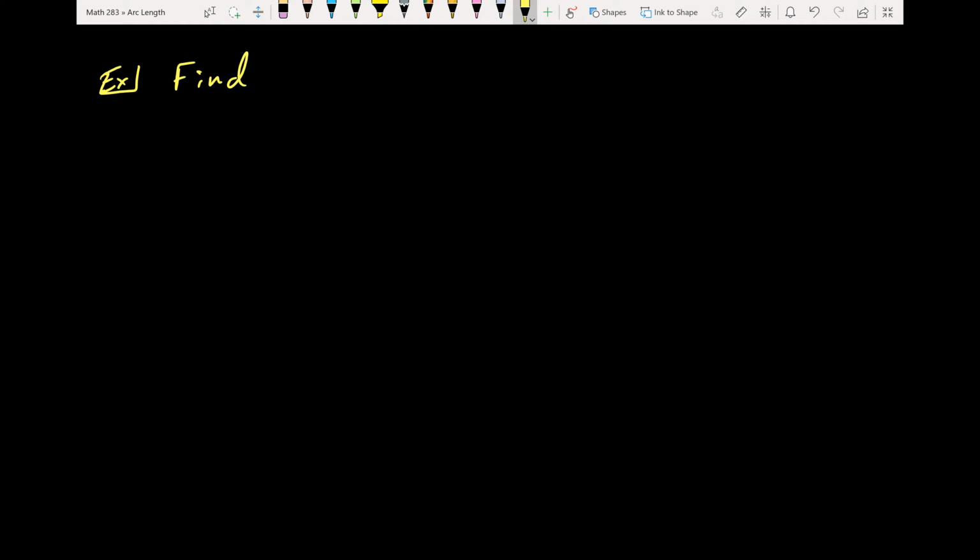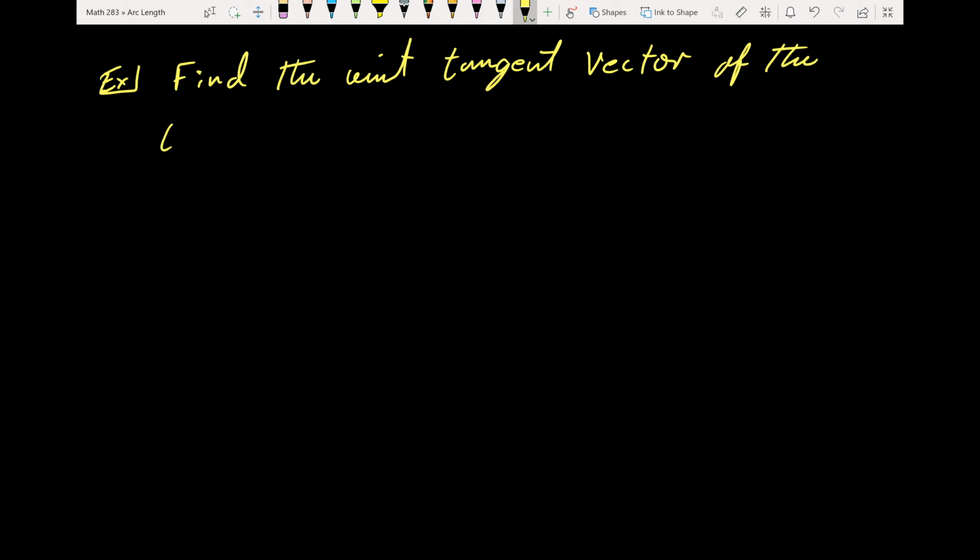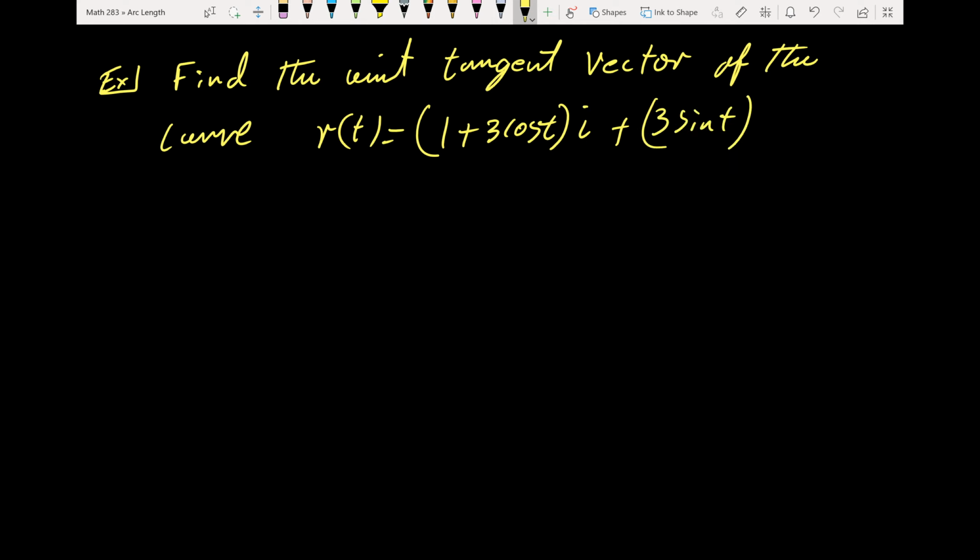Find the unit tangent vector of the curve r of t, which is 1 plus 3 cosine of t i plus 3 sine of t j plus t squared k. Okay?